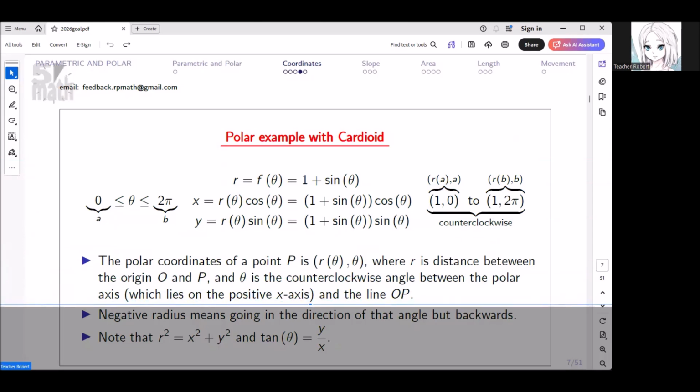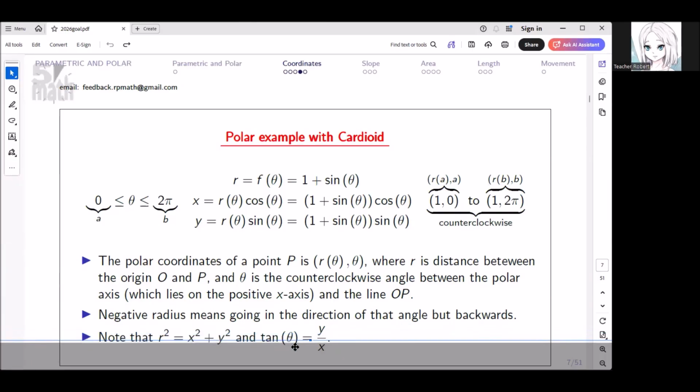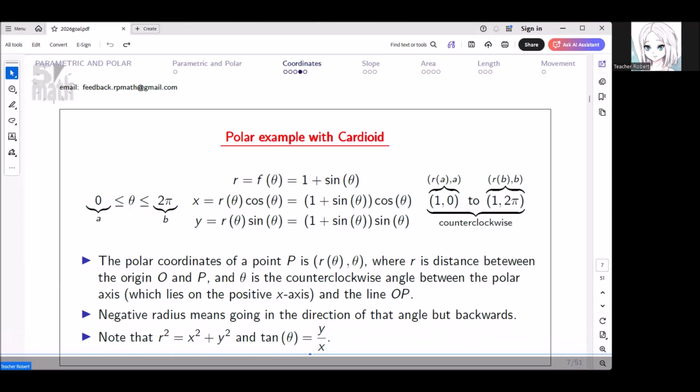The polar coordinates of a point P is r of theta, theta, where r is the distance between the origin O and P, and theta is the counterclockwise angle between the polar axis, which lies on the positive x-axis, and the line OP. Negative radius means going in the direction of that angle, but backwards.